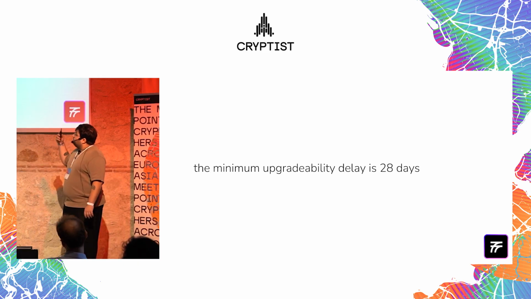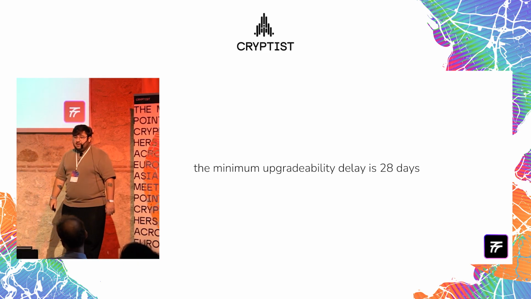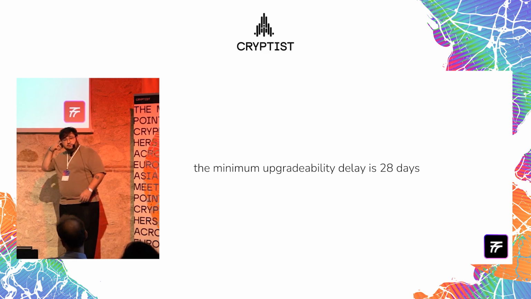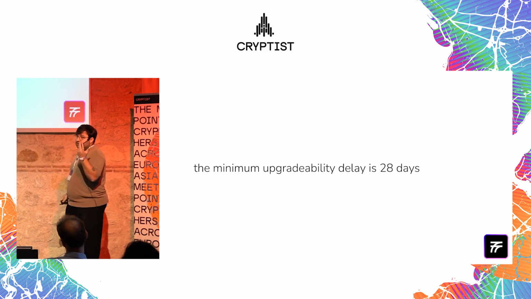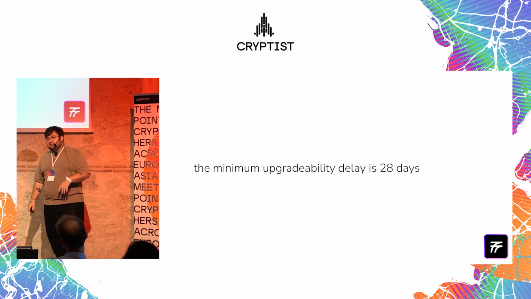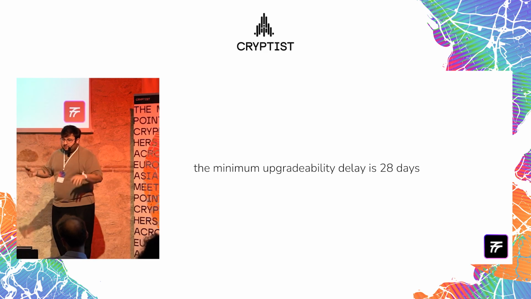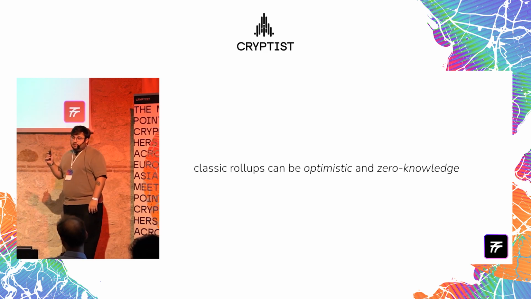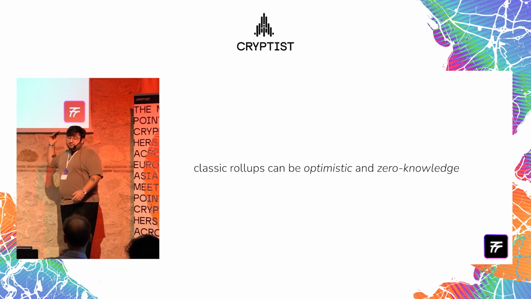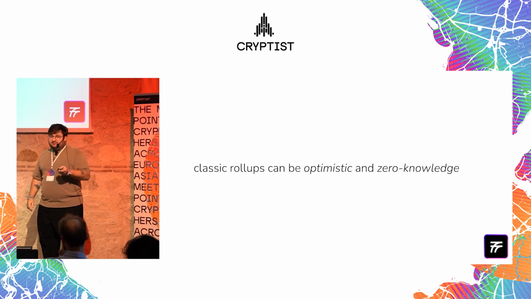And for upgradability, the minimum delay has to be 28 days, and this is to ensure that in case there's an invalid upgrade, for some reason, let's say the DAO or the multisig has voted for a malicious upgrade, then users have enough time to exit and withdraw to an L1 or move to a different rollup, whatever they want to do really with their own money. And from that, we just go to the specific constructions.